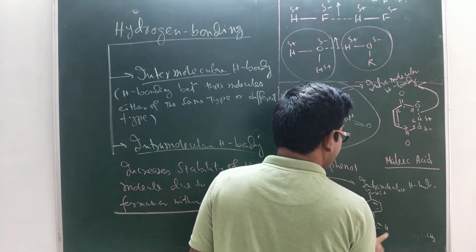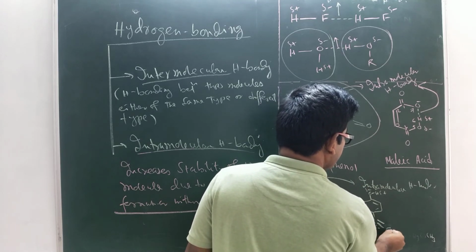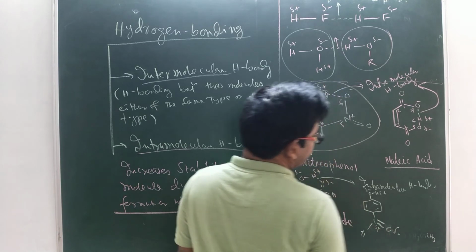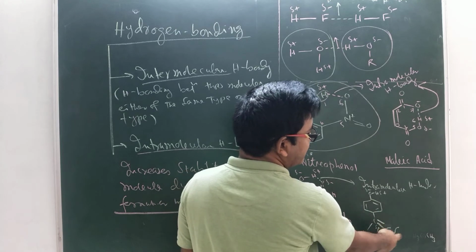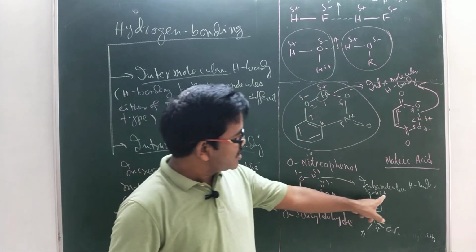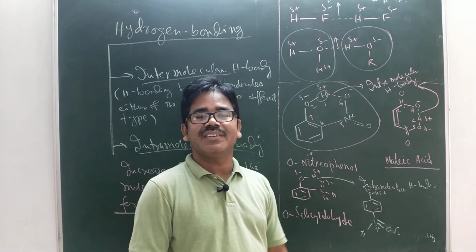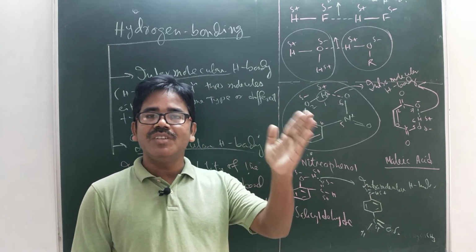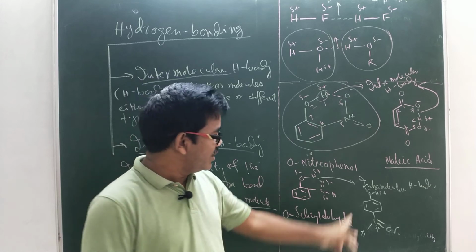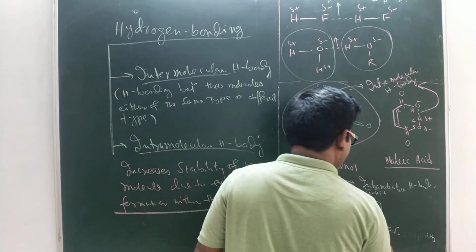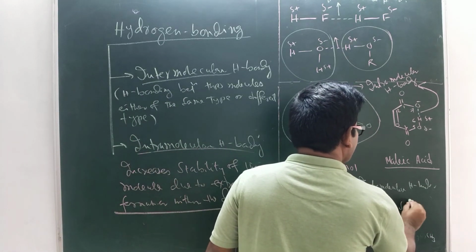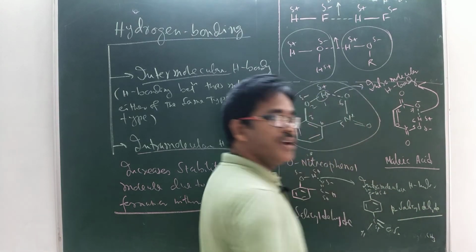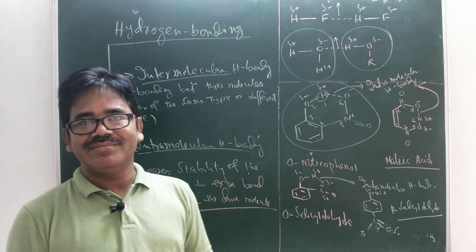Even if I take this side oxygen, this is minus, this is hydrogen, this is plus. You see, this plus and minus are far away from each other. Here hydrogen is plus, oxygen is minus, they are far from each other. Opposite charges far from each other cannot attract. Therefore, in case of parasalicylaldehyde, no intramolecular hydrogen bond is possible.